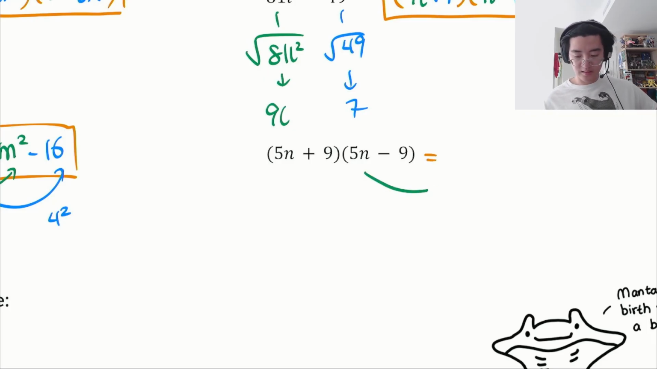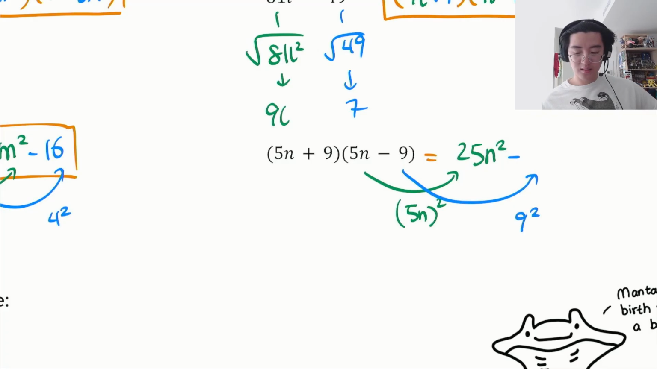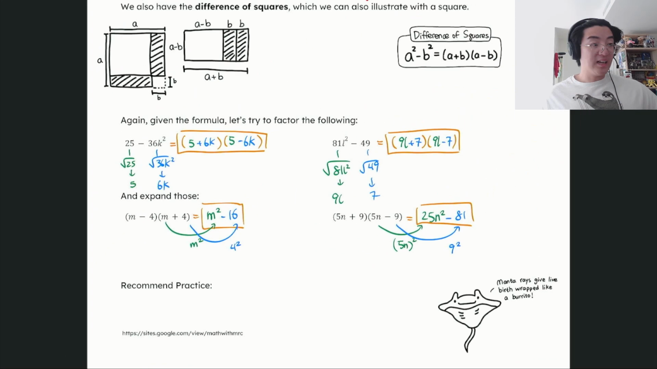So once again, this squared is just 25n squared. This is 9 squared, it's 81. Okay, that's pretty much it. So yeah, that's it for today's lesson.